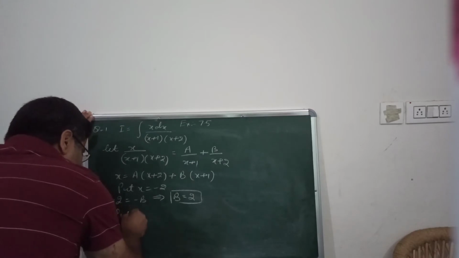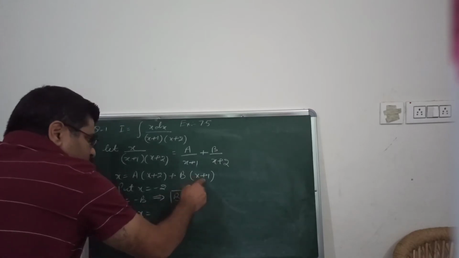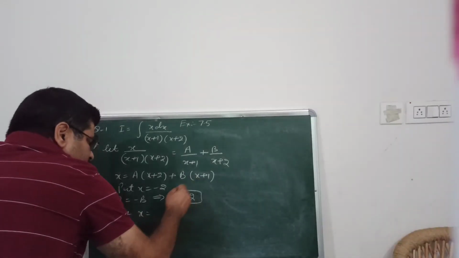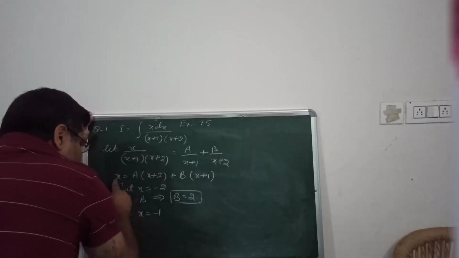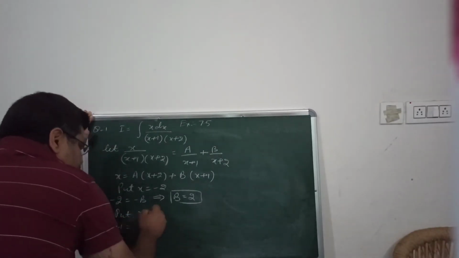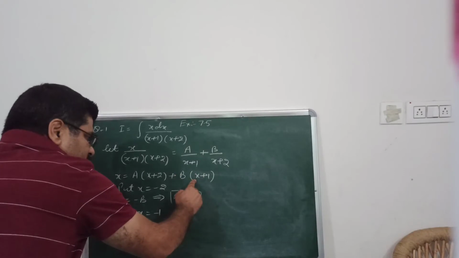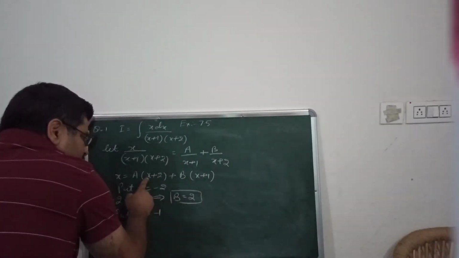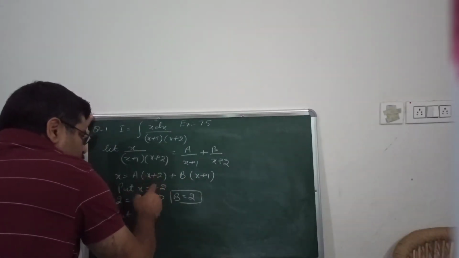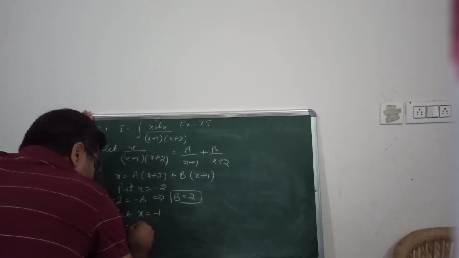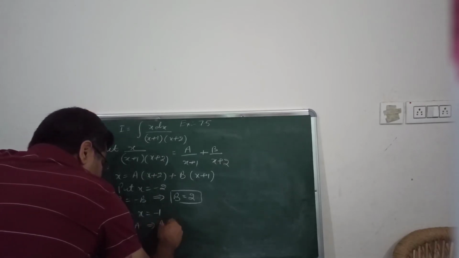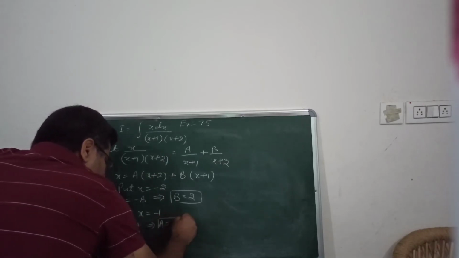Now we will put x plus 1 equal to 0. So x will be minus 1. So when you put x as minus 1, this whole term will become 0, since minus 1 plus 1 is 0, and x is minus 1, minus 1 plus 2 is 1, that is equal to a. This implies a is equal to minus 1.